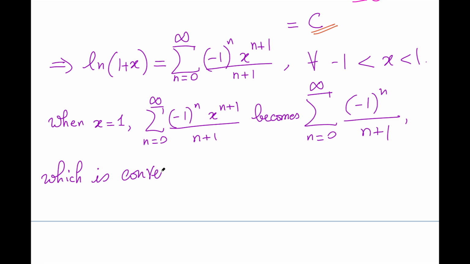It's convergent by the alternating series test. You can run the alternating series test. Remember, for the alternating series, you want the 1 over n plus 1 to be a decreasing sequence that decreases to 0 as n goes to infinity, and obviously it does. So I have convergence at 1. That series at 1 is convergent.